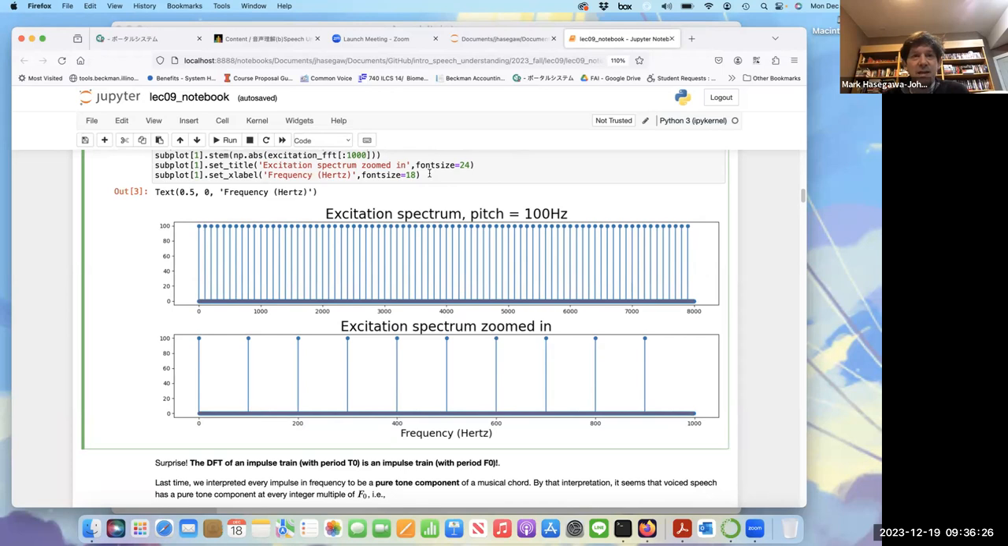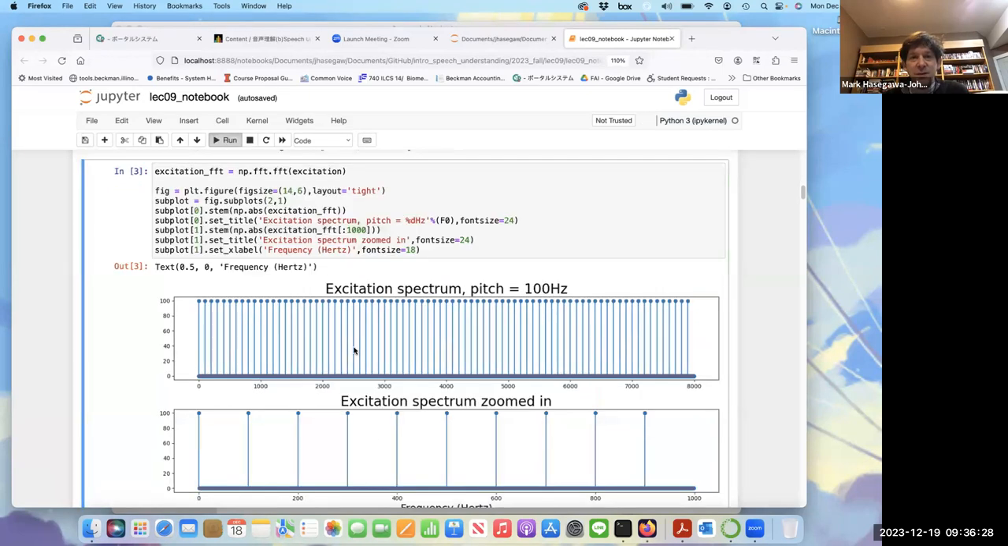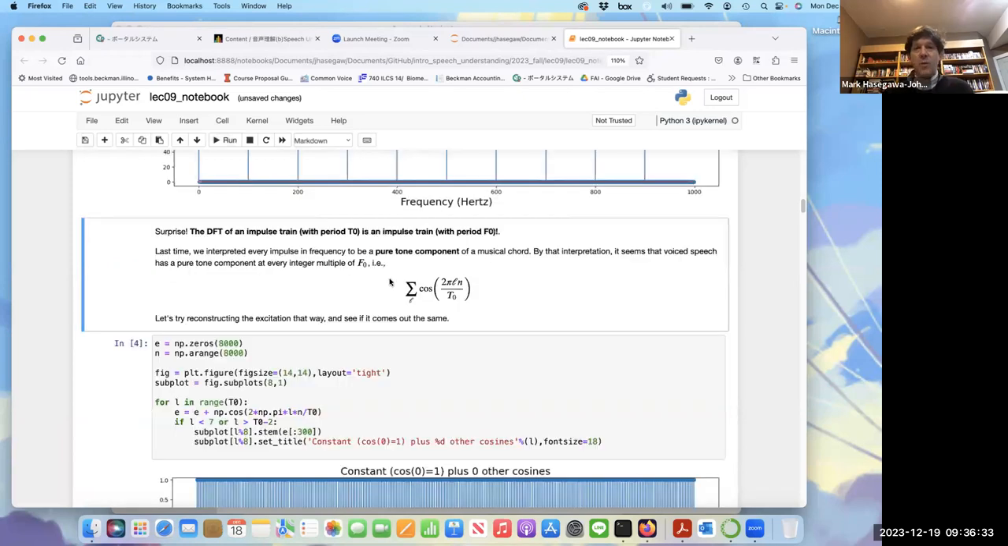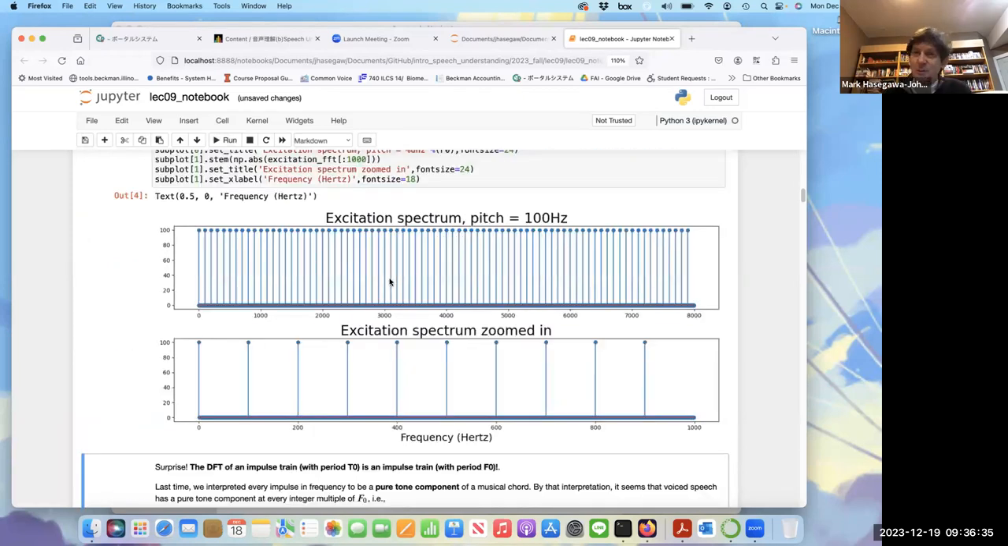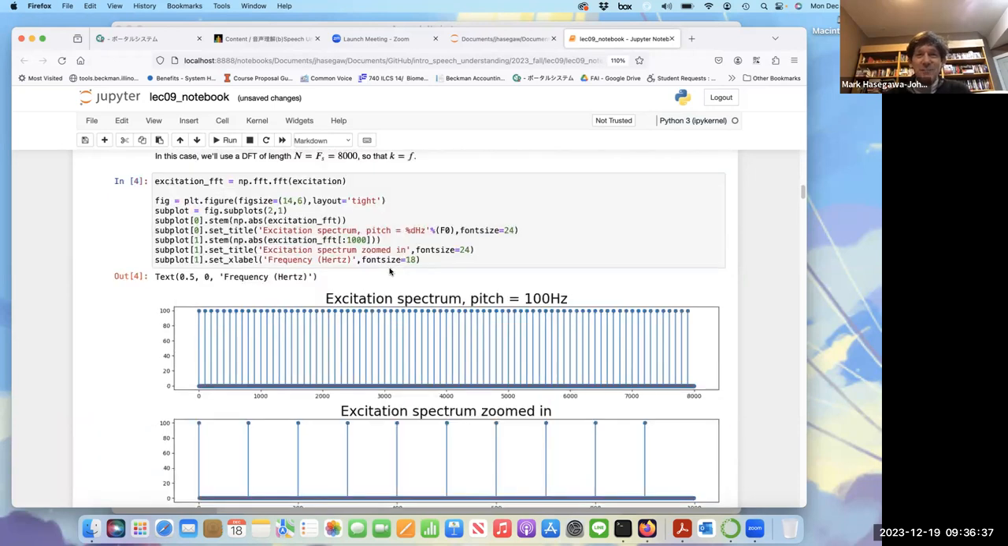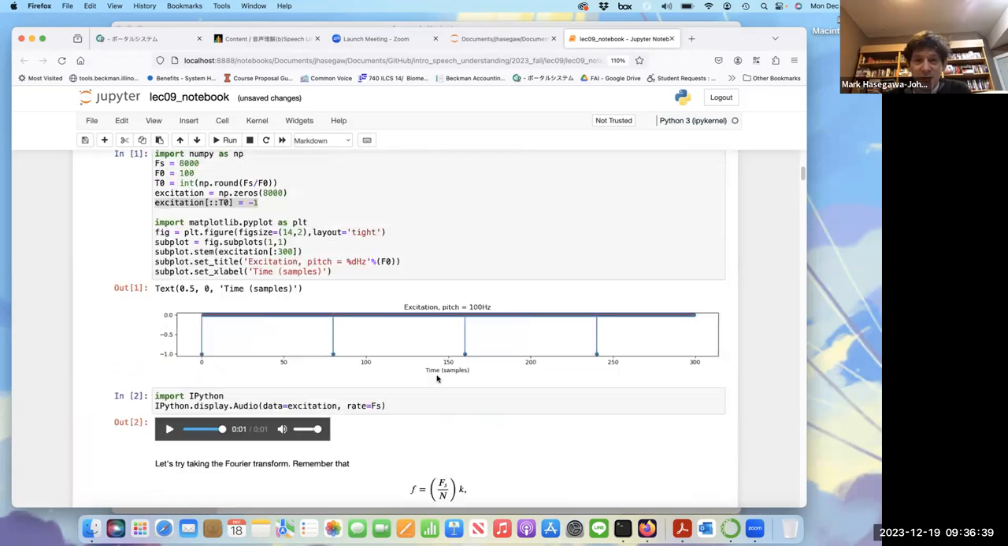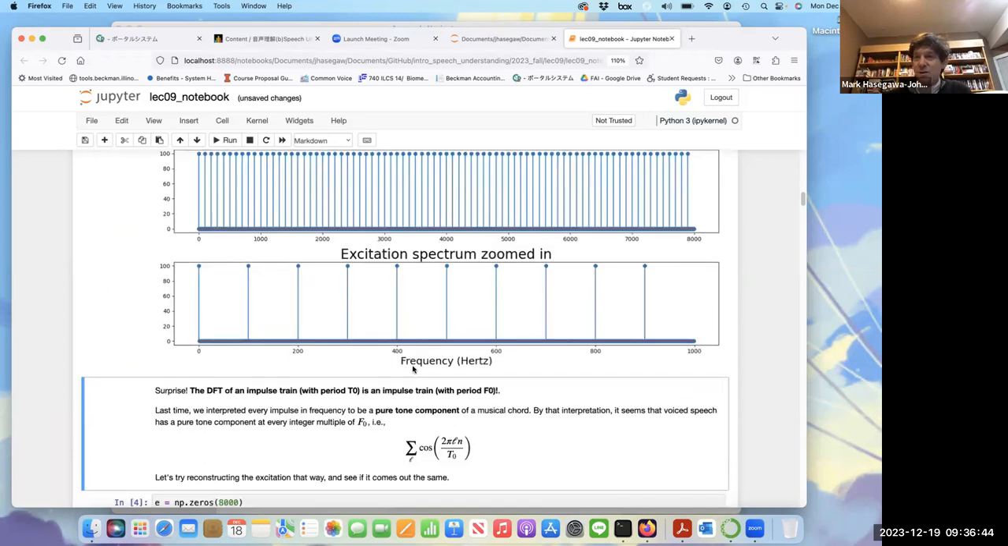So just by calculating the FFT, we can see that there's information once every 100 hertz, right? It's not obvious why that should be. And this is a little bit hard to believe when you first see it, right? We took an impulse train, and this is in time. This axis is time in samples. This axis is frequency in hertz.